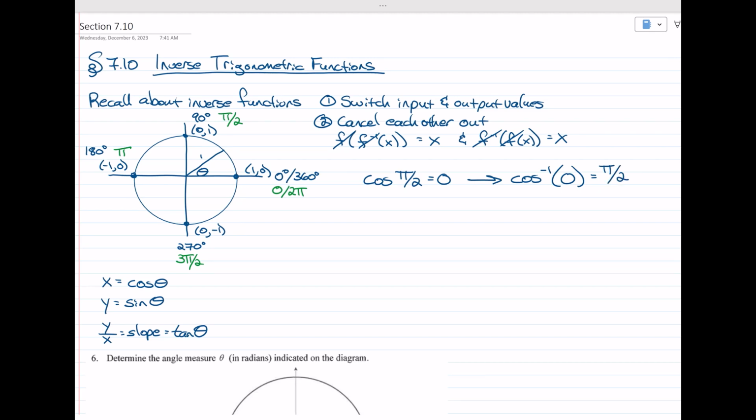One thing to keep in mind when we're talking about inverse cosine is that it will only give us values between 0 and pi radians. So whenever we are doing problems that involve inverse cosine, we have to keep in mind the calculator is going to give us values between 0 and pi.